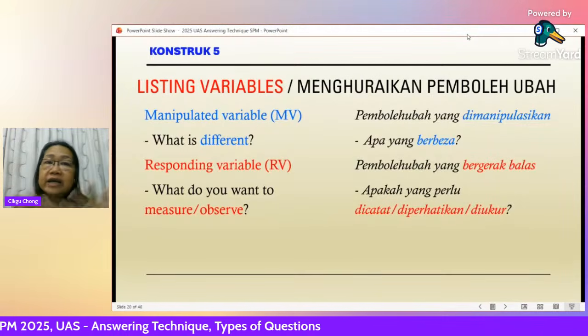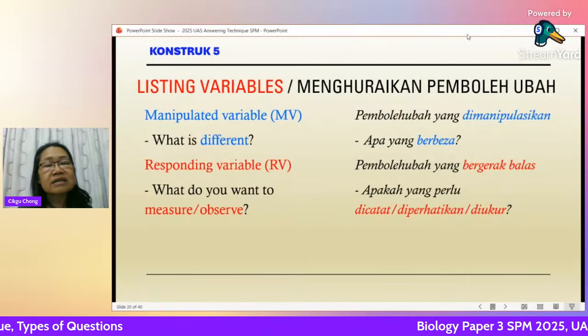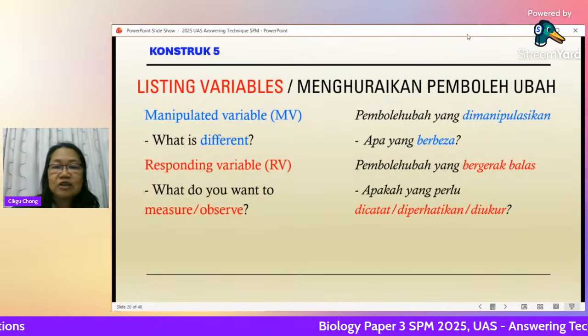Okay, or they can also twist it, they can also change it. This time they ask you to use Benedict's test. So all your facts must be there. You must know what to do.